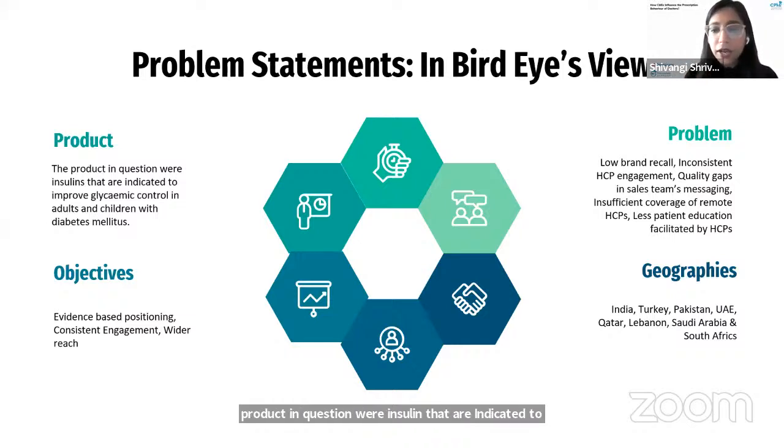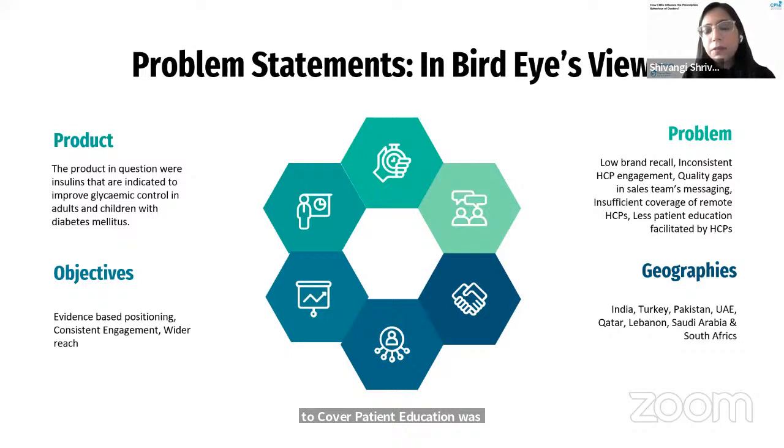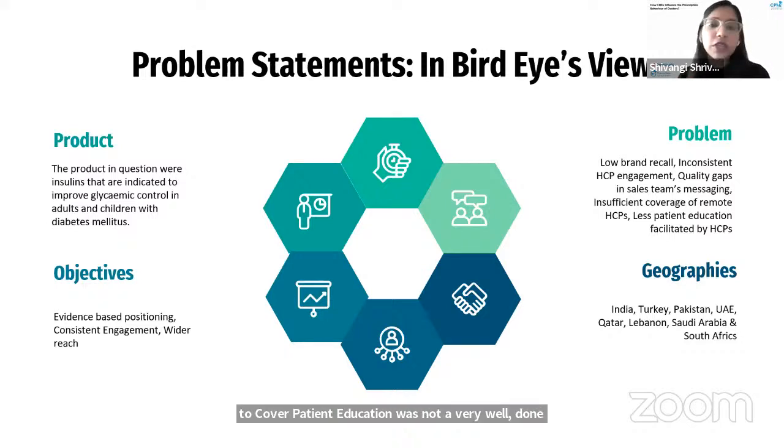Now, this was a legacy product, which means it was well known amongst the HCPs, but the issue was that its contraindications were more popular than its benefits, which obviously added a lot of brand dissonance amongst diabetologists and endocrinologists. The key concerns started from very low brand recall, very inconsistent engagement, not very quality messaging from the field force, remote HCPs the brand was not able to cover, and patient education not being done well. In fact, HCP education was not done enough to facilitate further patient education.